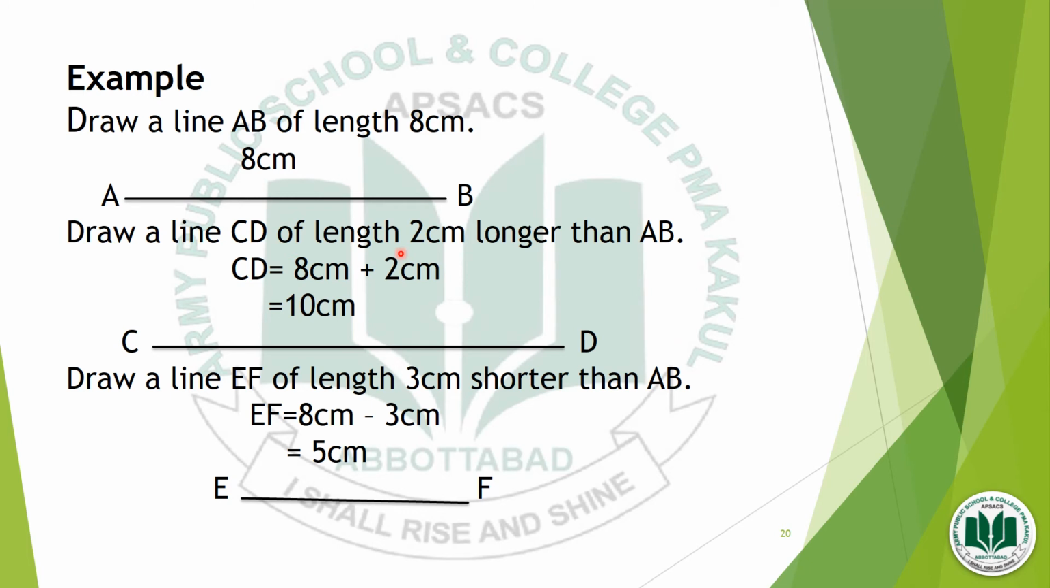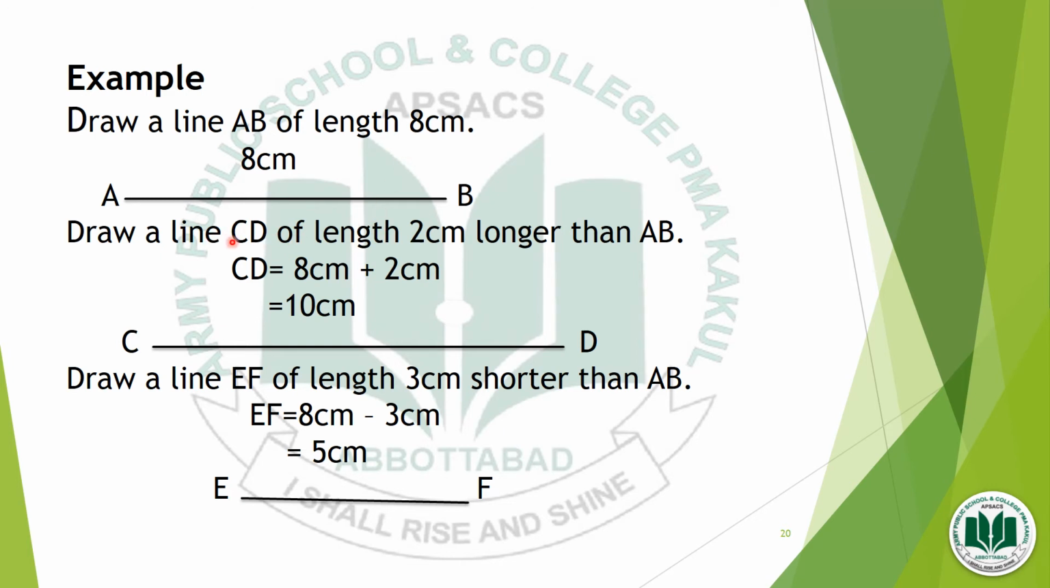Okay, now you have to draw a length of given measurement. Draw a line AB of length 8 cm. Now how will you draw the line of length 8 cm? With the help of scale. You will draw the length of 8 cm by scale. Put the scale and mark the length 8 cm and draw the straight line.